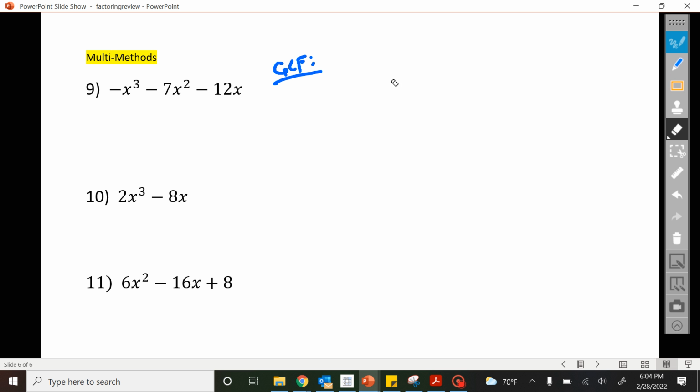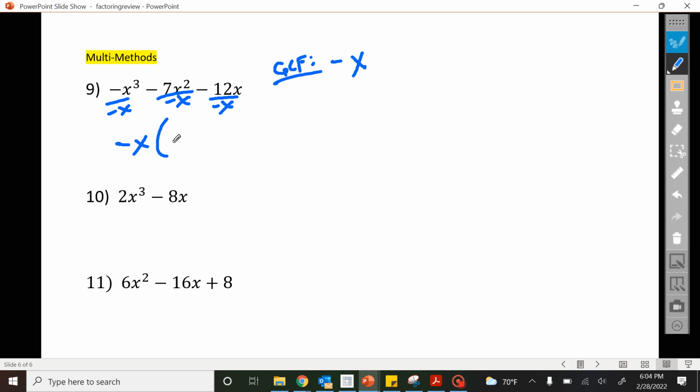Now even though they don't have a number in common, they do have a variable in common. X cubed, x squared, and x, they all have an x in common. Not only that, but the first term is negative, so we need to factor out a negative GCF. So even though x is the GCF, I'm going to factor out a negative x. So negative x comes out, which means each of these should get divided by negative x. If you divide a negative out of these, it'll just change their signs.